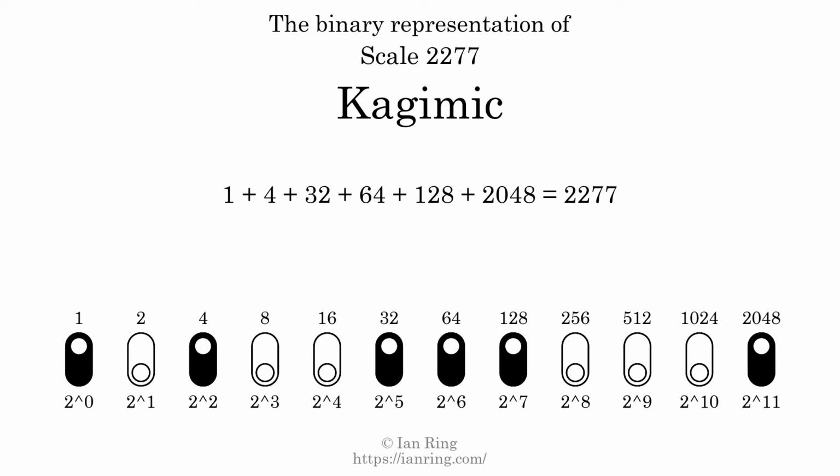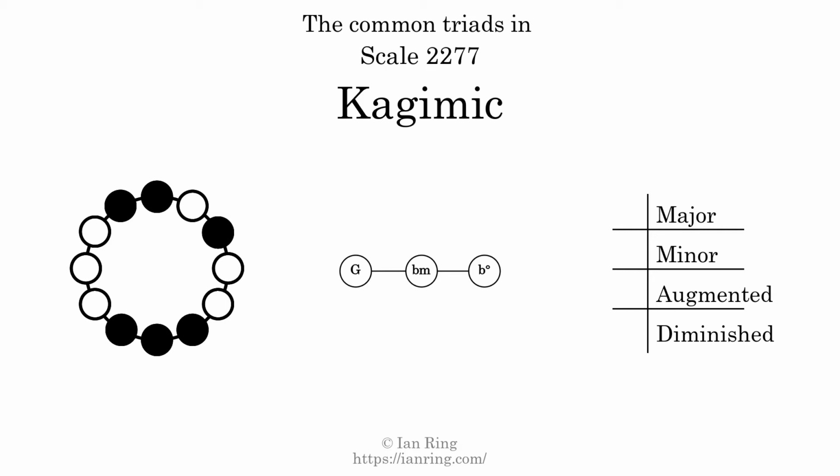2277. The scale number not only enumerates the scale with a unique index, but it also literally describes the tonal content of the scale. Represented as a binary number in base 2, the scale number is 100011100101. Here are the common triads present in this scale.